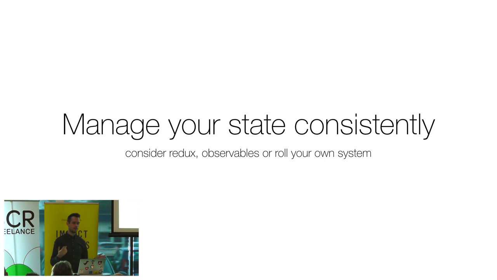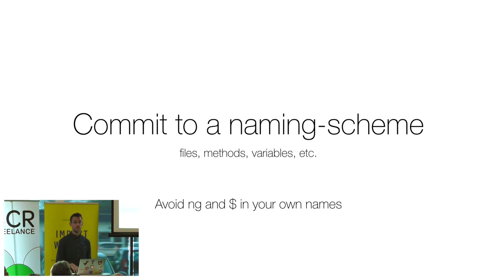Commit to a naming scheme, especially if you're on big teams. It's really cool if you can agree on what file names are and if files are grouped by feature or by type or by whatever. Also variable names, method names, and regular JavaScript linting stuff, like when to use curly brackets and when not. I would say avoid using ng in your own names. Avoid using the dollar sign in your own methods or names, if you can, because it won't break anything unless you override some of AngularJS's own methods.